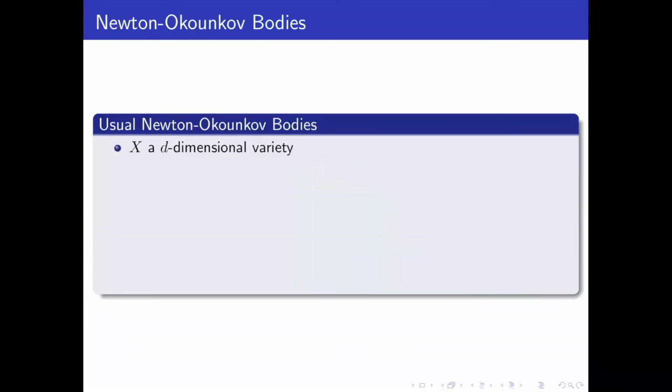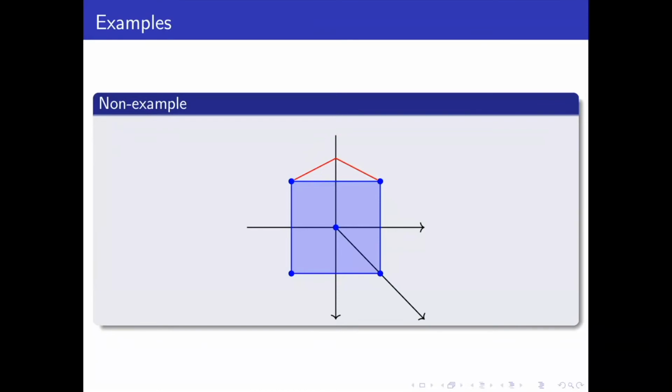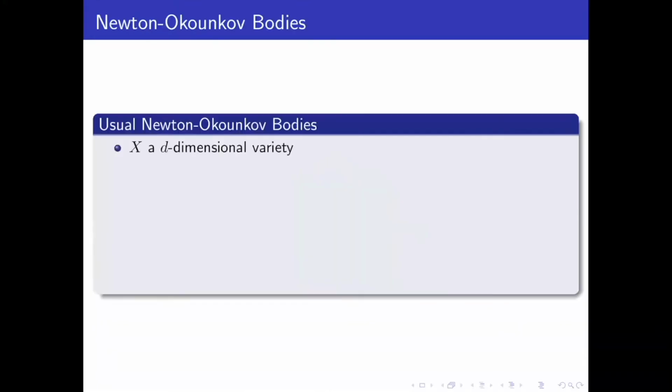Okay, so unless there's any questions from here, I want to get into some applications. Okay, yeah, so the first application is that we can have essentially an intrinsic version of a Newton-Okounkov body, at least in the cluster context.